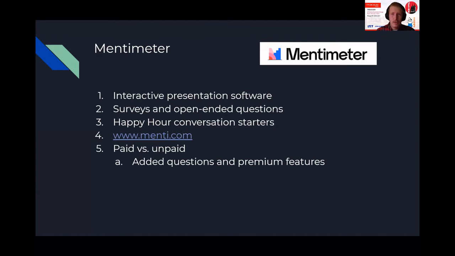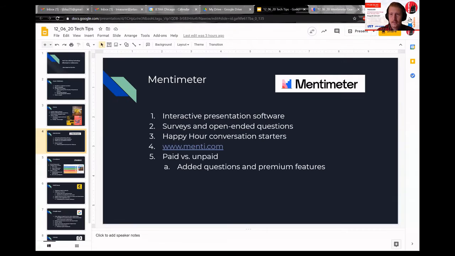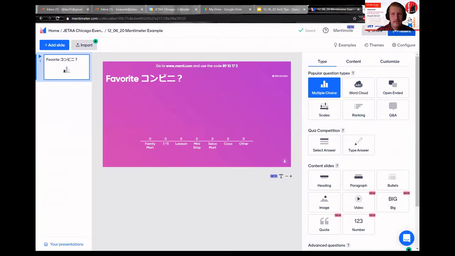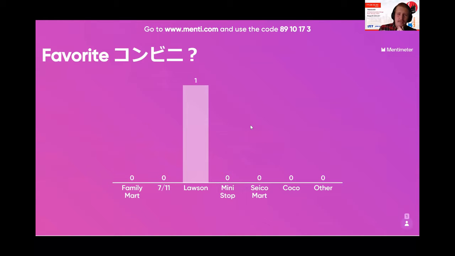Really quickly, if you don't mind, would you like to go to menti.com real quick? I have just a quick presentation to show you exactly how contentious the software can be. So if you want to use that code again, up in the top middle, what is your favorite Combini? Go to menti.com, type in that code, and throw in your favorite Combini.